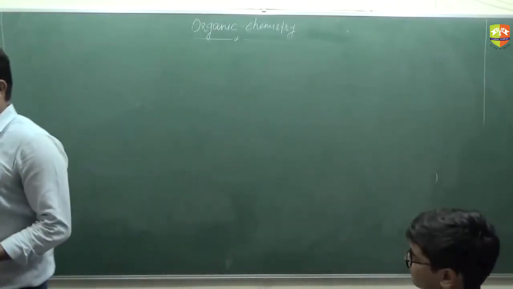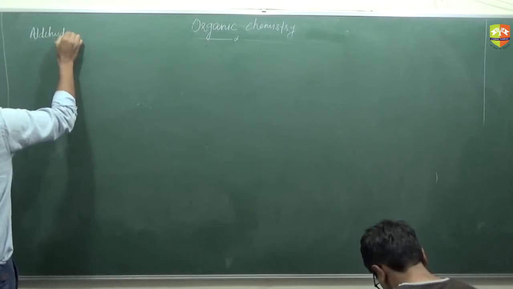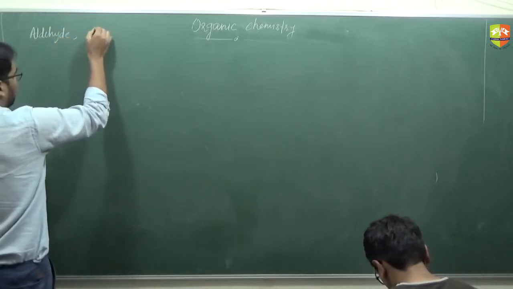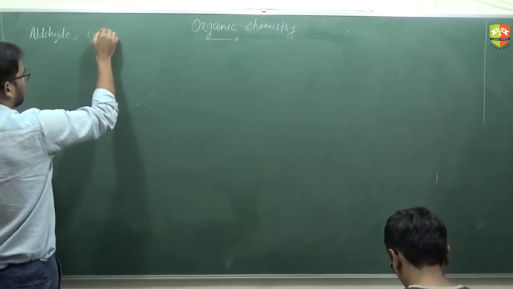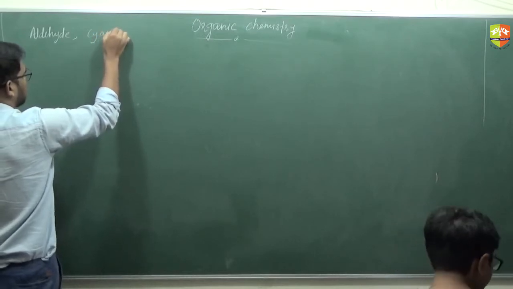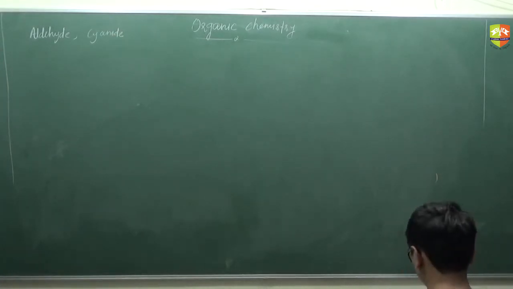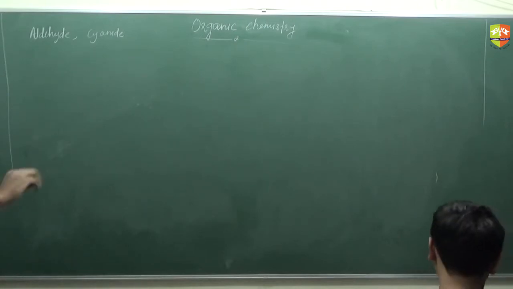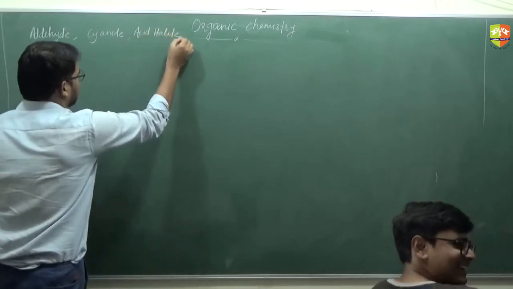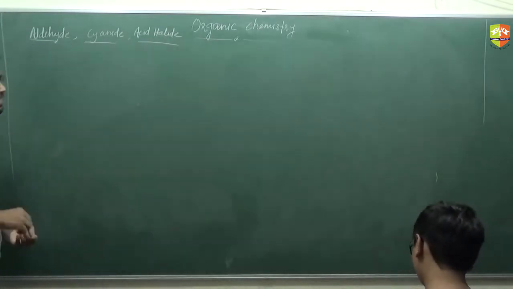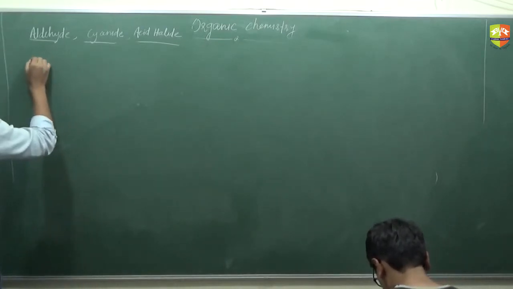We'll do the nomenclature of three functional groups together here: aldehyde, cyanide, and acid halide. All these three functional groups we are doing together because of one reason. So what is acid halide?